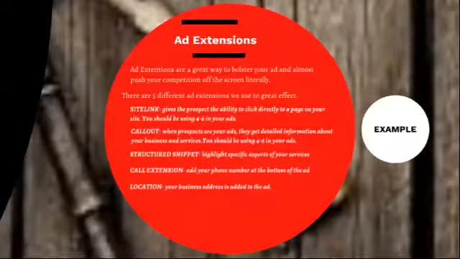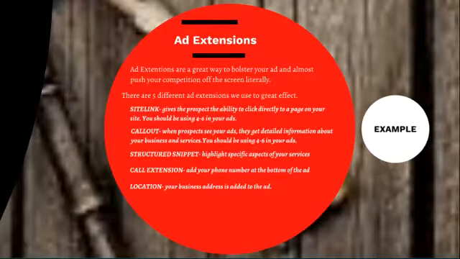Let's talk about ad extensions. There are a few. They're a great way to bolster your ad, make it a little bit bigger, more beefy, more appealing. There are 5 different ad extensions we use. Sitelinks give your prospect the ability to click straight through to pages on your site. You should use 4 to 6 of these. Callouts give you detailed information about your business or services. You should use about 4 to 6 of those. Structured snippets highlight specific aspects of your services. Call extensions add your phone number to the bottom, and then your location.